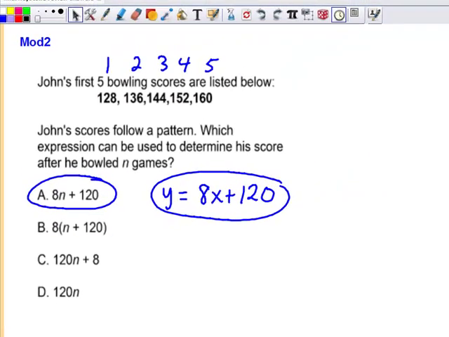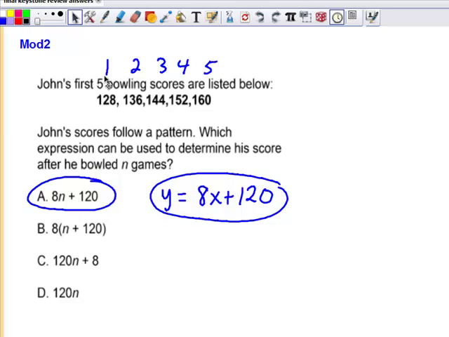Here we have a sequence of numbers. Remember, your input is 1, 2, 3, 4, 5. So when I input a 3, I get an outcome of 144, and A is your answer. I show how you can use a calculator, the stat key, to have the calculator tell you the function, but it's really easy to just double check that when you input a 4, 8 times 4 plus 120 is 152.